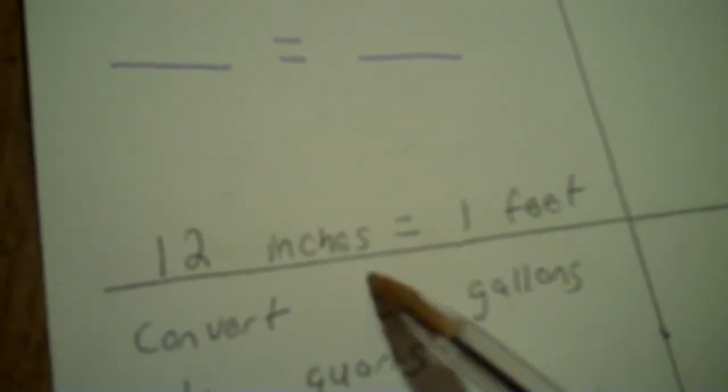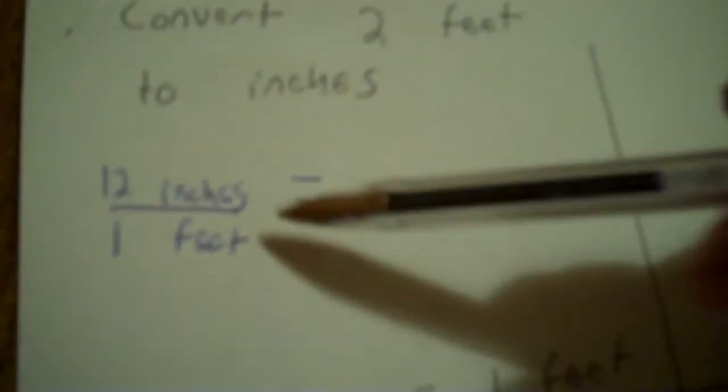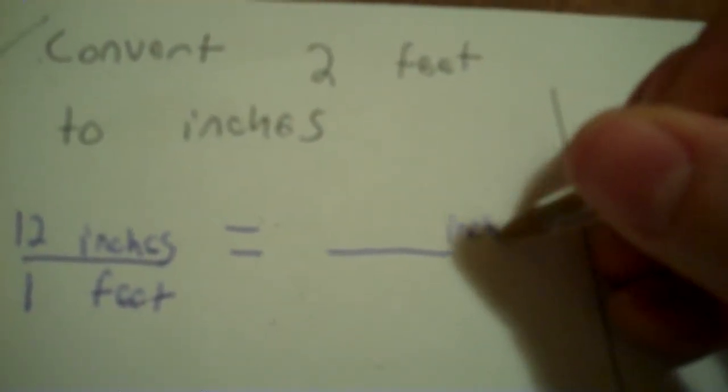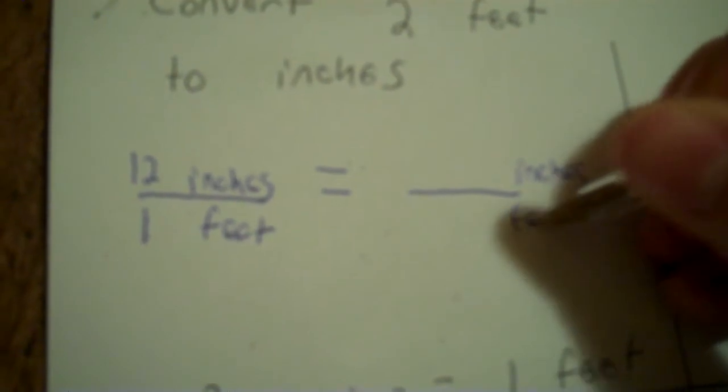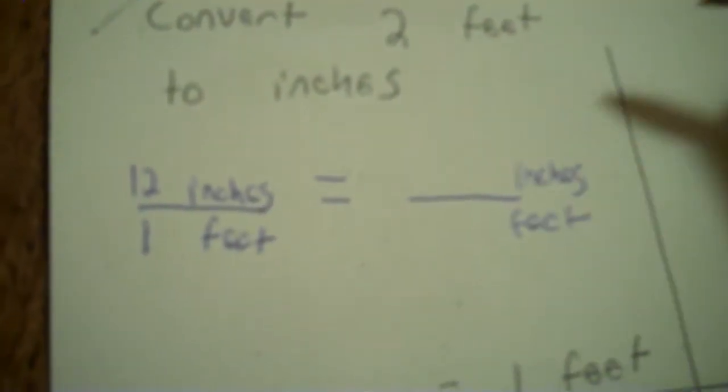12 inches equals 1 foot. Write that down. 12 inches with the label, 1 foot. I put feet, it should say foot, but it'll help you out. Now write the words that go with them. On the other ratio, you're going to put the same thing: inches and feet. It's got to be in the same way that this is. Okay?